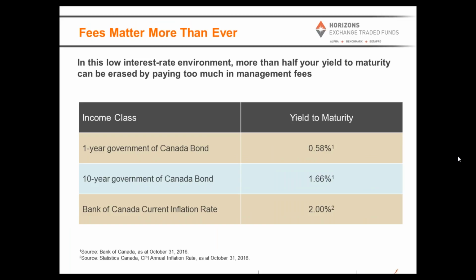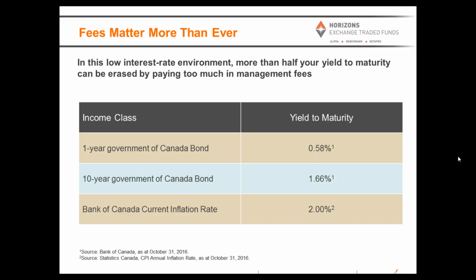So let's just talk about fees for a minute. We're going to set the table here by saying that in this low interest rate environment, more than half your yield to maturity can be erased by paying too much in management fees. So in Canada right now, a 1-year bond is yielding about 0.58%. A 10-year bond is yielding 1.66%. So you have to wrap your head around that. You're essentially getting paid 1% more a year, or let's say about 85% more per annum, to lend for 10 years versus 1 year.